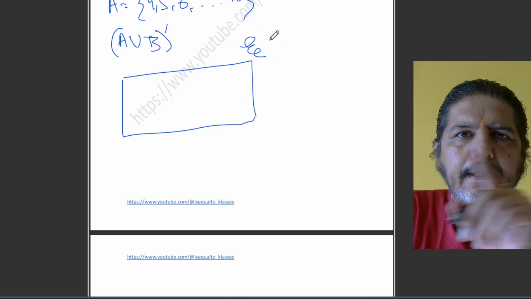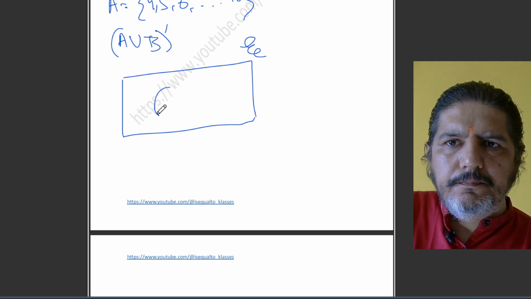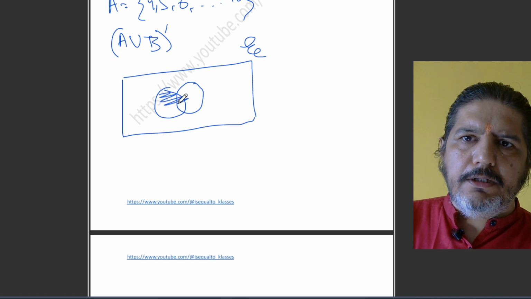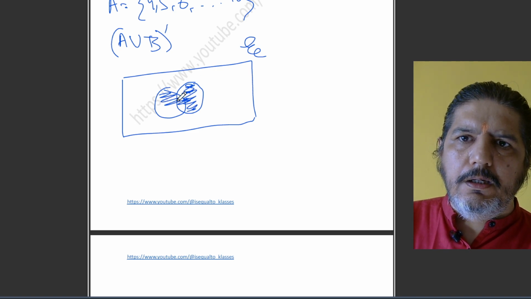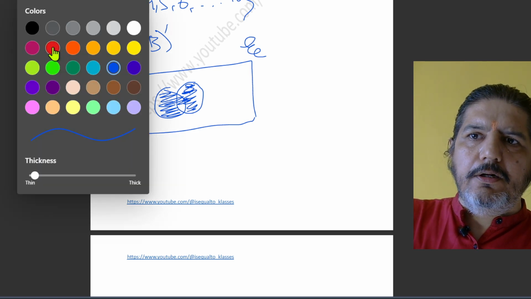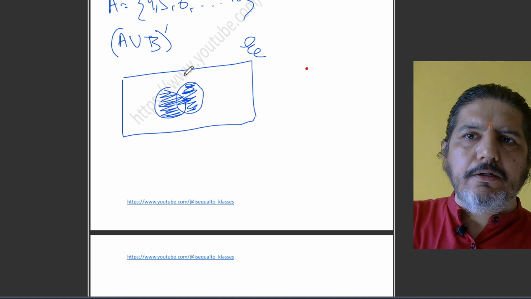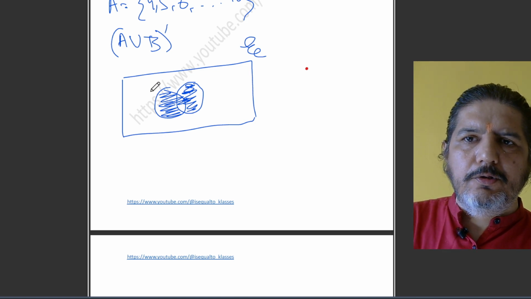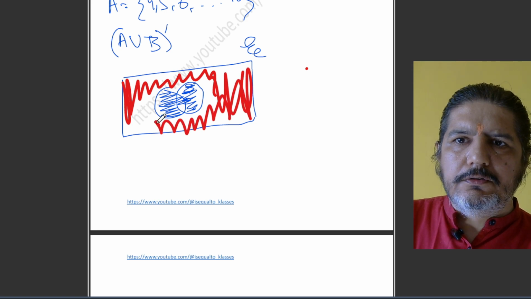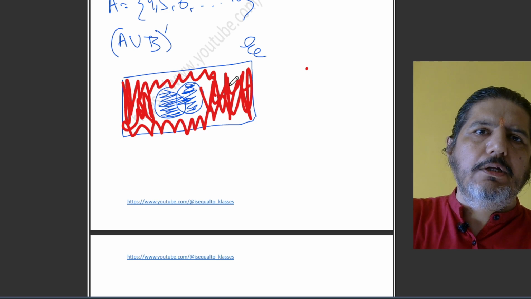Remember that the rectangle represents the universal set. So you take A union B. A union B, as you understand, would look something like this. So this would be A union B. So what would be A union B complement? A union B complement would have all the elements which are not in A union B but are there in the universal set. So basically all these, in terms of Venn diagrams, this would be our A union B complement.